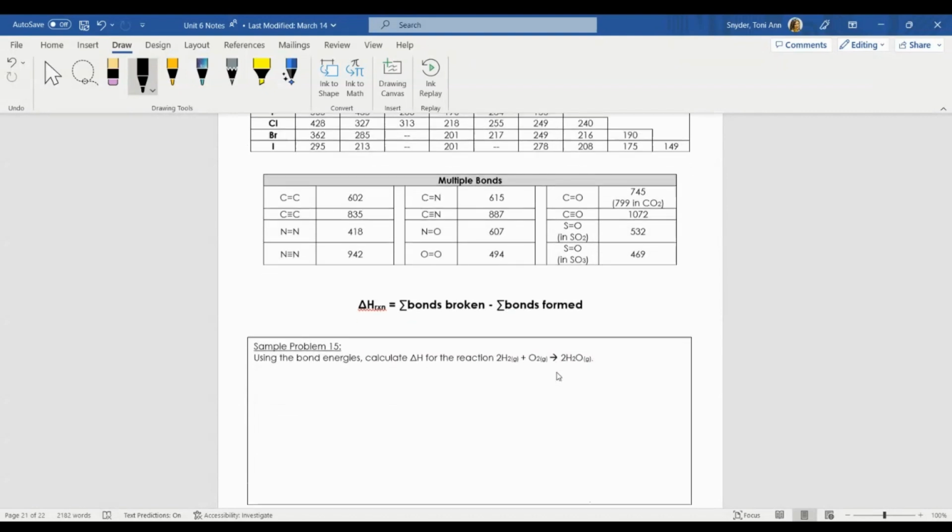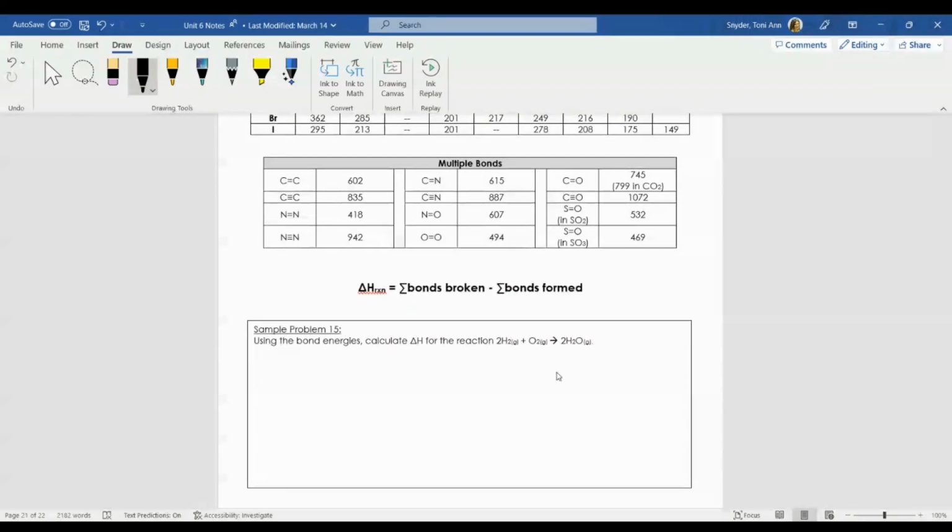Using bond energies, calculate delta H for the reaction, just like what we did before. It's a little different here, because normally we always do products minus reactants. In this case, it's the sum of the energy of the bonds that are broken minus the sum of the energy of the bonds that are formed. There's an acronym to remember this: BBBF, bonds broken minus bonds formed, gives you the heat of the reaction. This is the only one where it's reactants minus products.